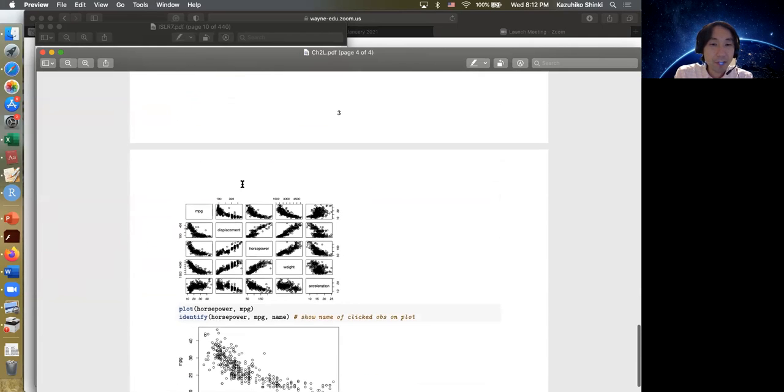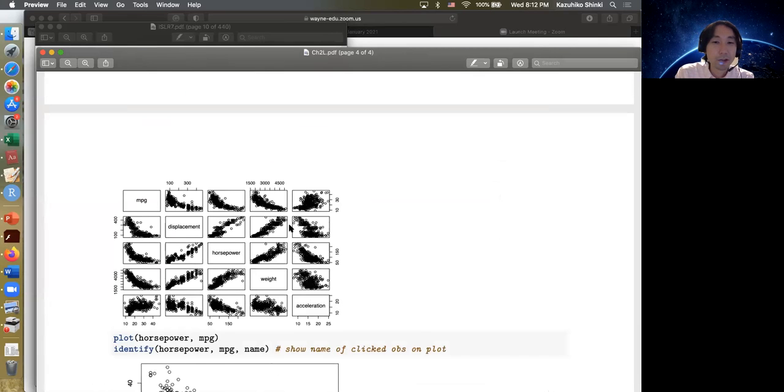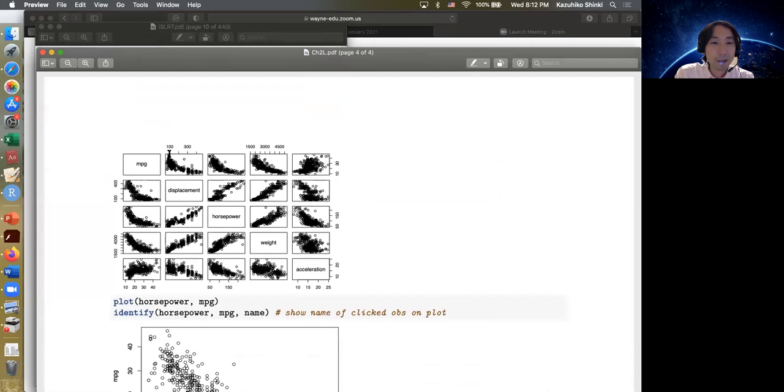And often this kind of pairwise scatter plot is useful to see the tendency of the graph. Obviously the MPG and, for example, the weight have a negative relationship. The heavier the car, the lower or worse the MPG. So we have a negative relationship here. But interestingly, this is not really linear, maybe quadratic, I don't know what the shape is. But some relationships are almost linear. Horsepower and displacement is linear. That is reasonable. And some relationships aren't really clear, MPG and acceleration.